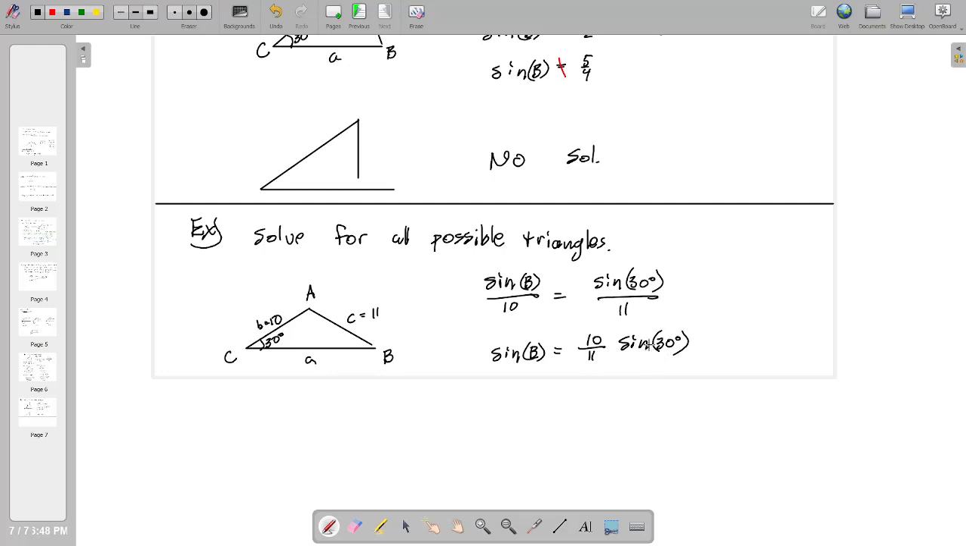Now again, sine of 30 is exactly 1/2, so this becomes 10 over 22. We can reduce this to be 5 over 11. So now, just like when we had the 2 solution case, we are looking for all possible angles B for which sine gives us 5/11. Okay? Not just the inverse sine.